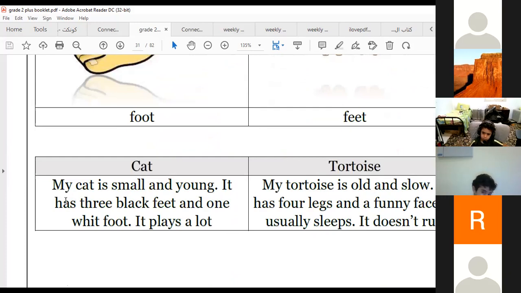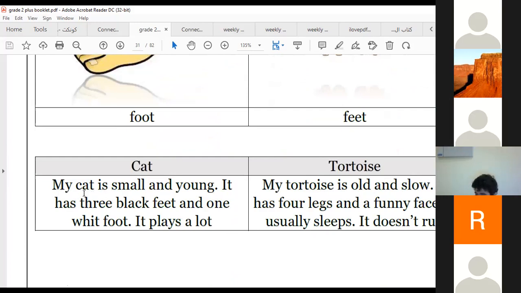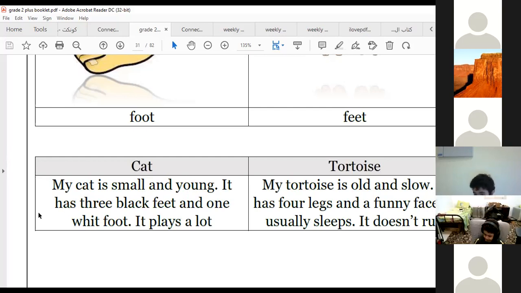My cat is small and young. Adam Muhammad. Yes. Read about the cat, please. My cat is small and young. It has three left feet. It has one white foot.